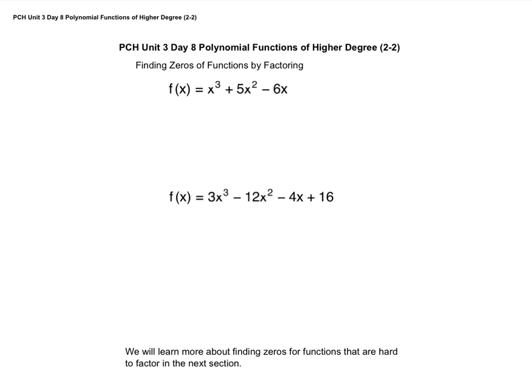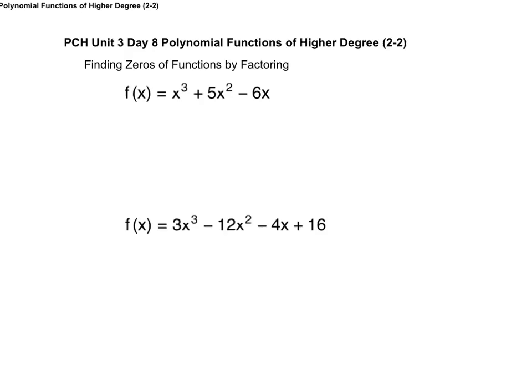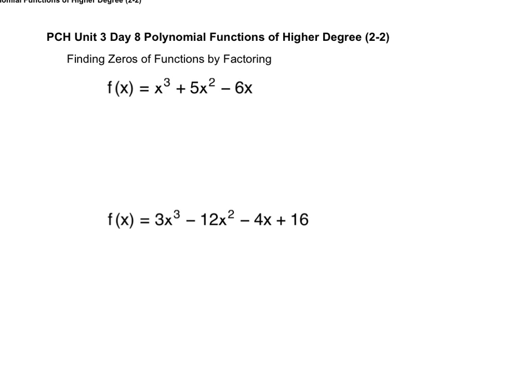If we want to find the zeros by factoring, again, what we do to find zeros is we set the function equal to 0. Okay? So we set the function equal to 0, and how would we factor this?